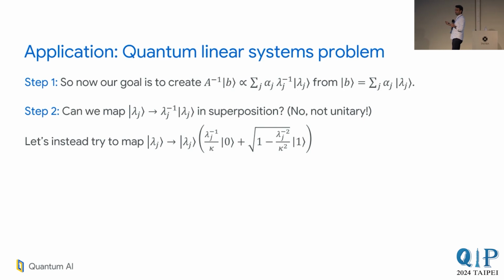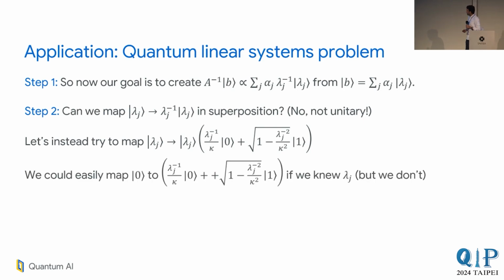So let's try to do this instead. We could easily just create this qubit if you told me what lambda j was. If you just told me what lambda j was on a piece of paper and told me what kappa was, I can compute this ratio and create this qubit with some conditional rotation. But we don't know what lambda j is. In fact, what's worse is there's not one lambda j. You want to do this in superposition inside a quantum algorithm, so you want to do this in all branches of the superposition correctly.